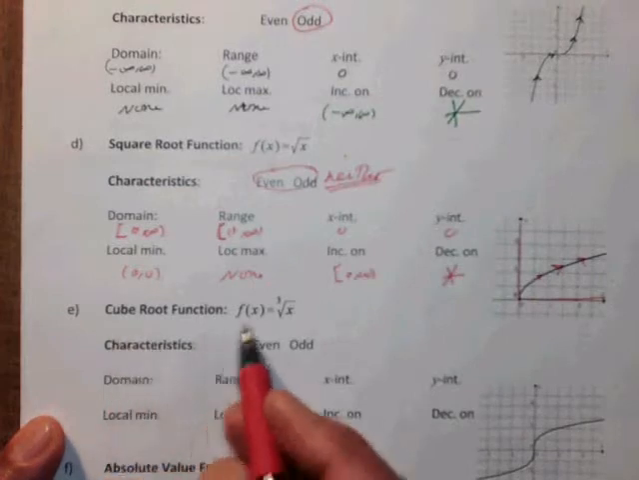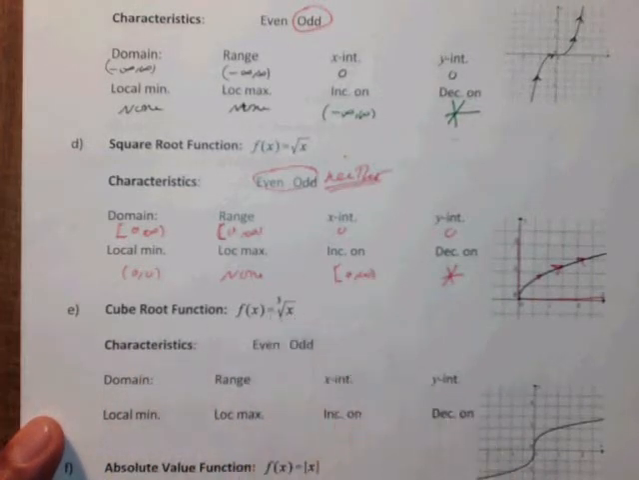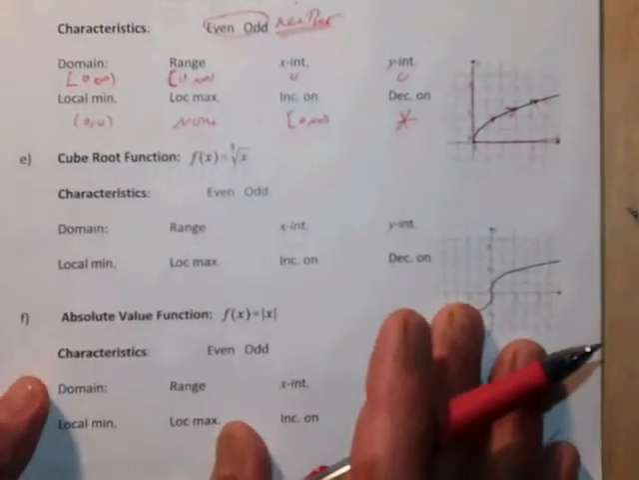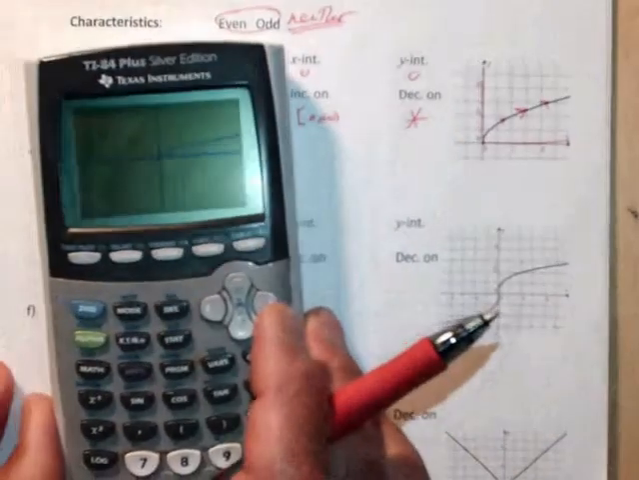The next function is called the cube root function, cube root of x. This is the graph of it. You can verify the graph on your graphing calculator.